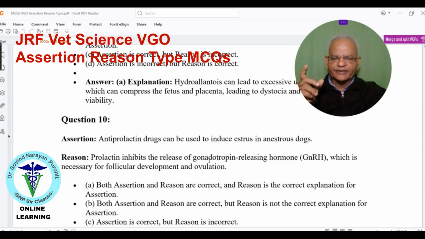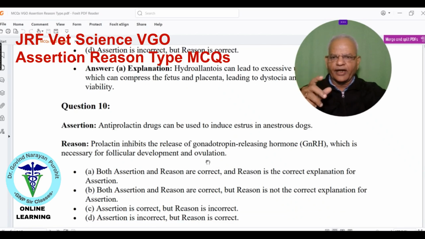Then next question, antiprolactin drugs can be used to induce estrus in anestrus dogs. The reason is prolactin inhibits the release of gonadotropin releasing hormone, which is necessary for follicular development and ovulation. Look, the canine CL is prolactin dependent, and the complete dependency arises at around day 25 to 28 of gestation. So, if you want to bring your dog into estrus, you have to use anti-prolactin drugs.